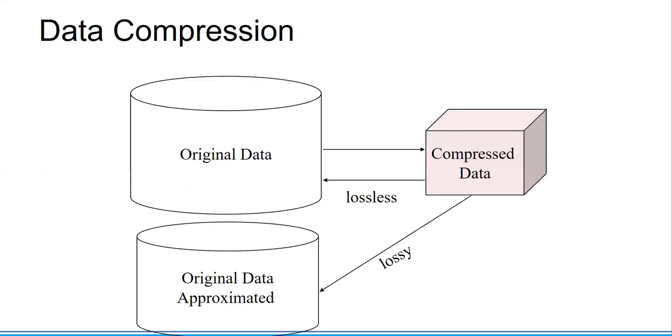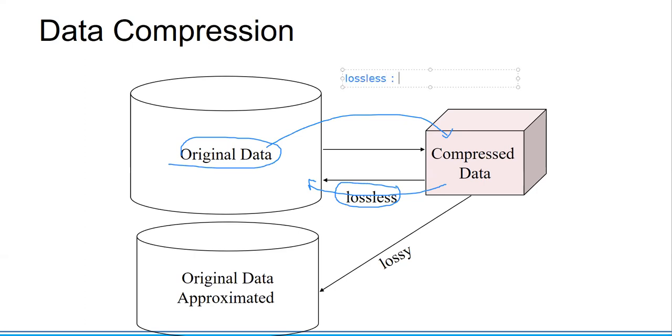Now, what I want to mention to you is the lossless and the lossy compression. Lossless compression means we have the original data, and once we compress the data, we can write it back to the original data without any loss. So that's why we call it lossless. The loss means no loss when we return the compressed data into the original data.